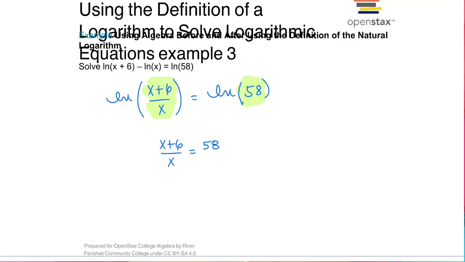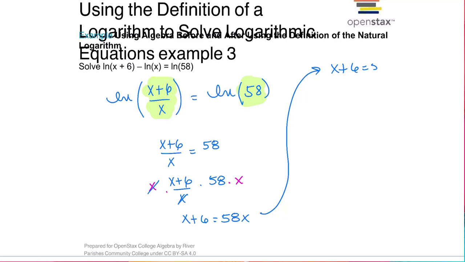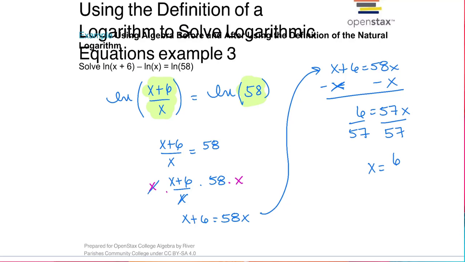Because I've got x in my denominator, I need to get it out of the denominator. So I'm going to multiply both sides by x. These x's cancel, and that leaves x plus 6 equals 58x. Then I want to subtract x from both sides. And I get 6 equals 57x. So then I'll divide both sides by 57. So x equals 6 over 57.